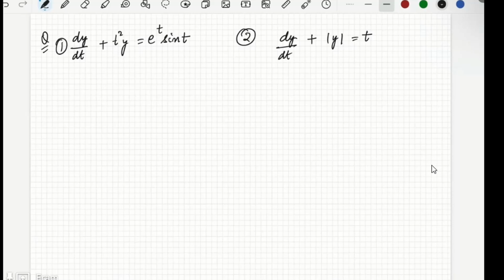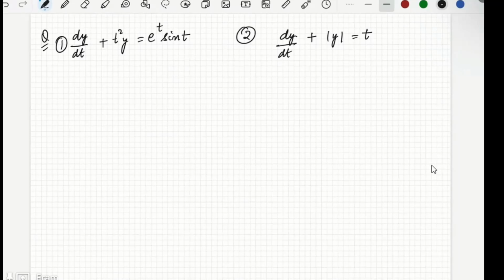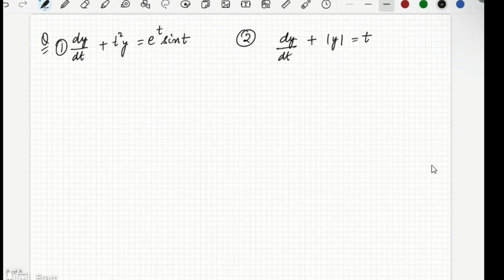Ma'am, can you repeat the question, ma'am? We have to identify whether this ODE is linear or non-linear, for the first one and for the second one. First one is linear and second one is non-linear. Okay.